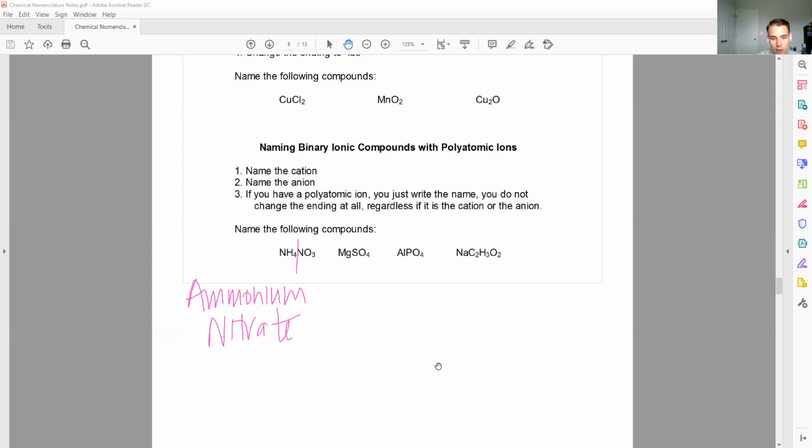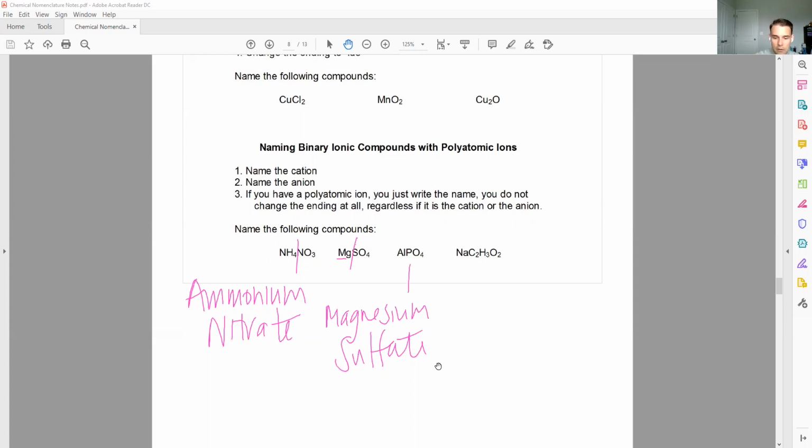So MgSO4, 2 things here. The first part's just simply magnesium. And then SO4 is sulfate. If you don't have them memorized at this point, you should have the list out by you, your flashcards by you, so that you can go through them and actively look, and that will help you remember.